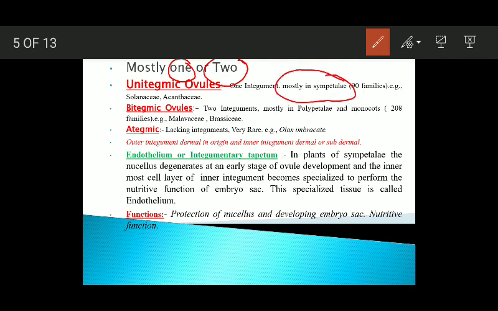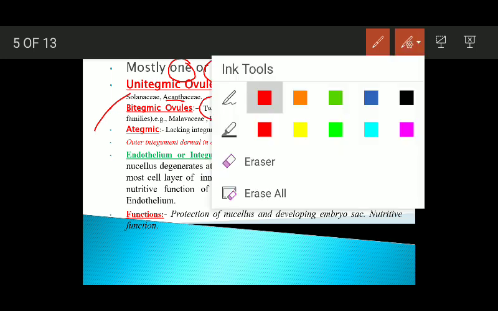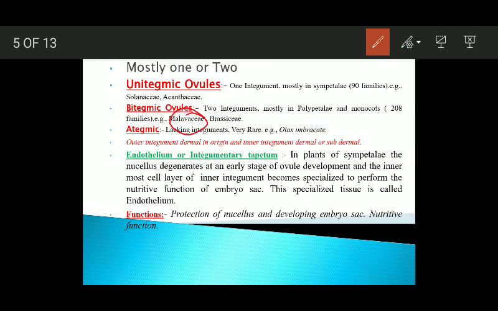Sympetally is a group of plants where the petals are fused at the base, and this condition is present in almost 90 plant families. Representative examples are Solanaceae and Acanthaceae. Now, bitegmic ovules, where two integuments are present, are mostly found in polypetally and monocots. Polypetally represents a group of plants where the petals are free from each other, and this condition is present in almost 208 plant families. Representative examples include Malvaceae and Brassicaceae.